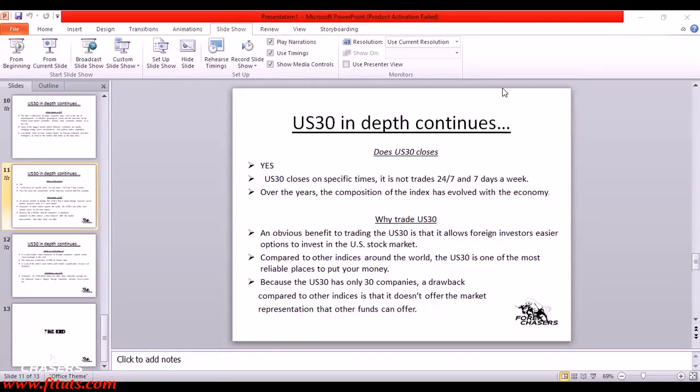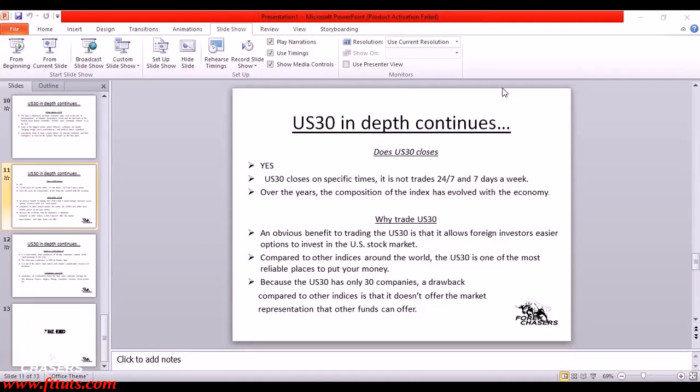So why are we trading USD? An obvious benefit to trading the USD is that it allows foreign investors an easier option to invest in the US stock market. Compared to other indices around the world, like the German index, the US30 is one of the most reliable indices for investors to put their money and funds into.